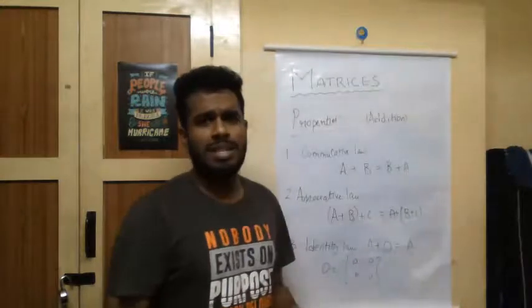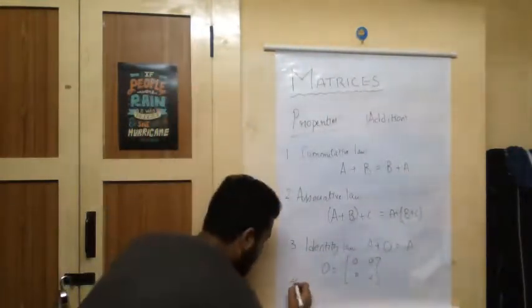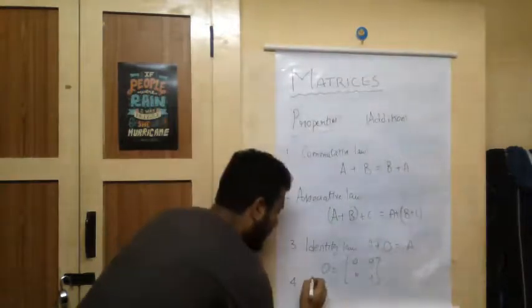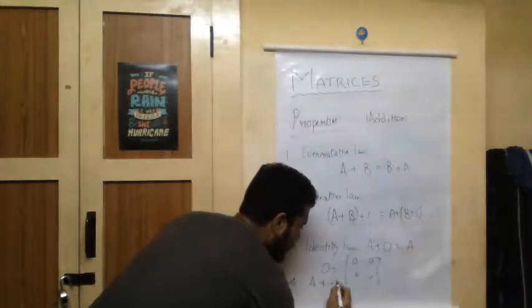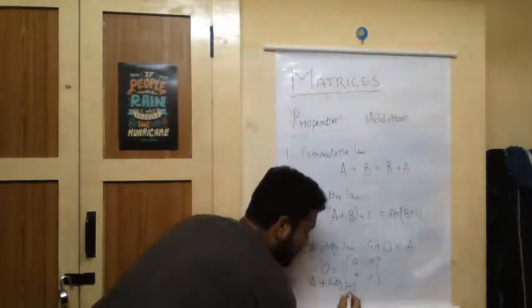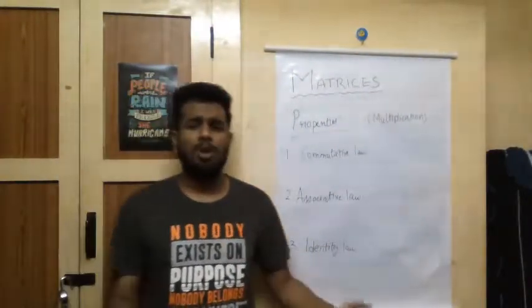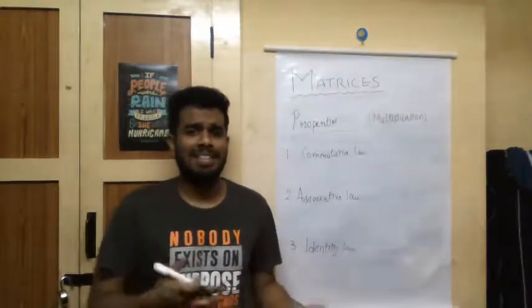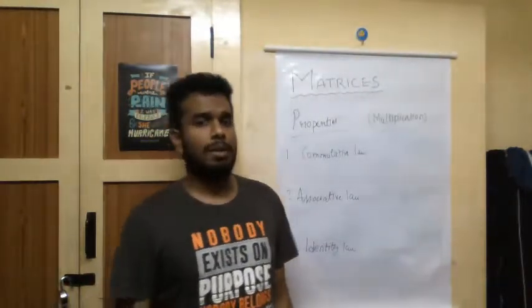And the last one is the additive inverse. It's much more straightforward: when A is added to the negative of itself, we get the zero matrix. That's very straightforward. Now let's talk about the properties with respect to multiplication. I'm not going to talk about subtraction because it's the same as adding the negative, so all the laws taught for addition are the same for subtraction.